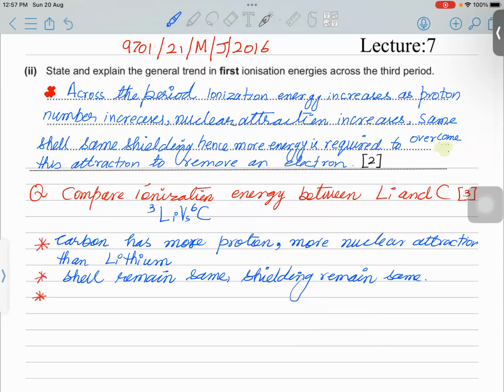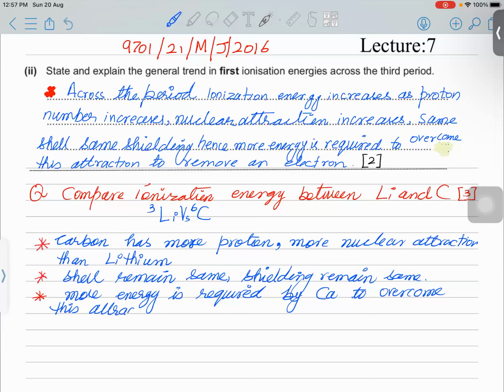Now the third point is more energy is required by carbon to overcome this attraction to remove an electron. So 3 marks for 3 points.